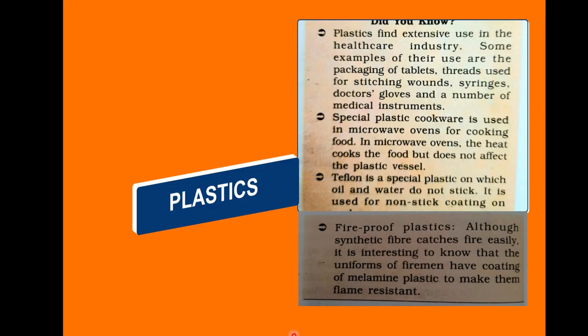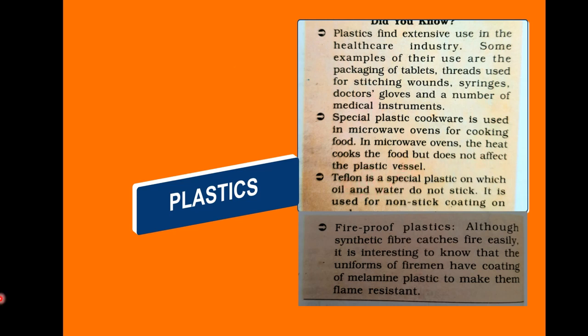Next, we learned about some special properties of plastics. Plastic finds extensive use in the healthcare industry. Some examples are packaging tablets, thread used for stitching wounds, syringes, etc. Also, some special plastic cookware is used in microwave ovens for cooking food. In a microwave oven, the heat cooks the food but does not affect the plastic vessel.